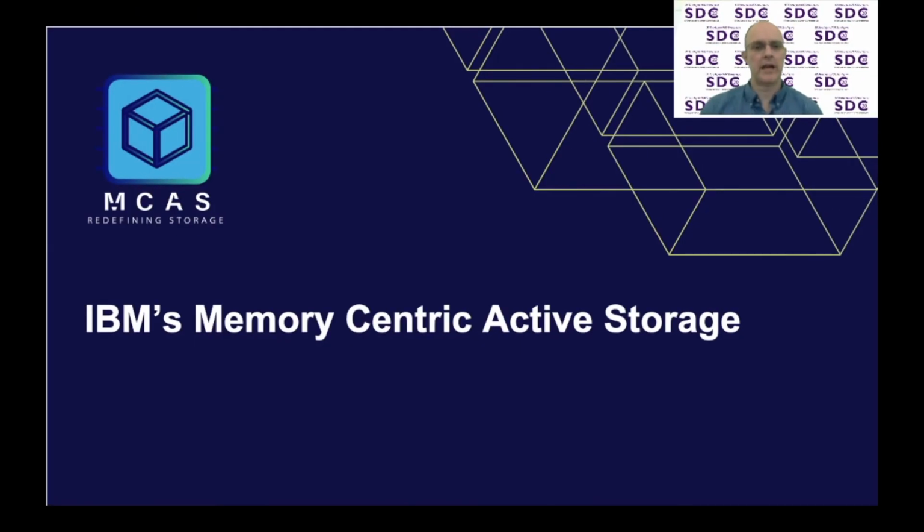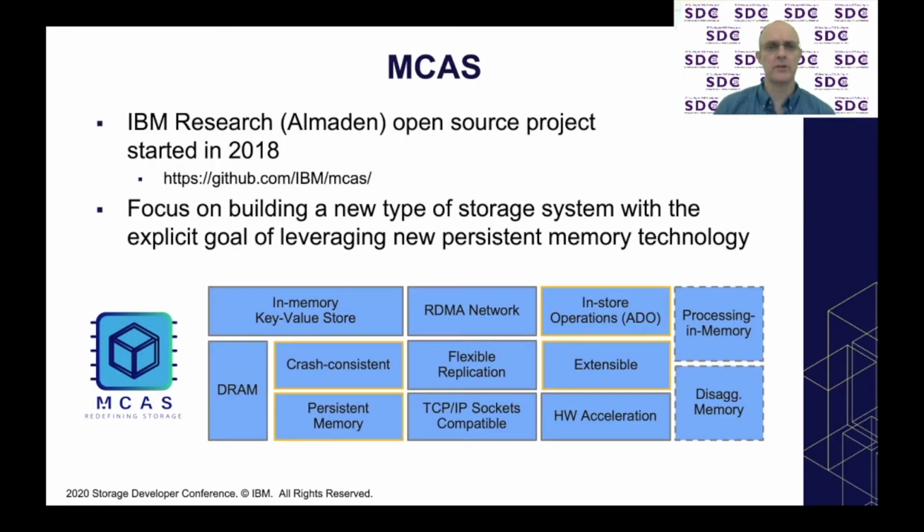Now we're going to look at IBM's Memory-Centric Active Storage, MCAS. This is an IBM Research project that started in approximately 2018. It's an open source project and is available on GitHub. The focus of the project is to build a new type of storage system with the explicit goal of leveraging new persistent memory technology. Of course, we built this around the Intel Optane DC persistent memory DIMMs that are available in the marketplace.